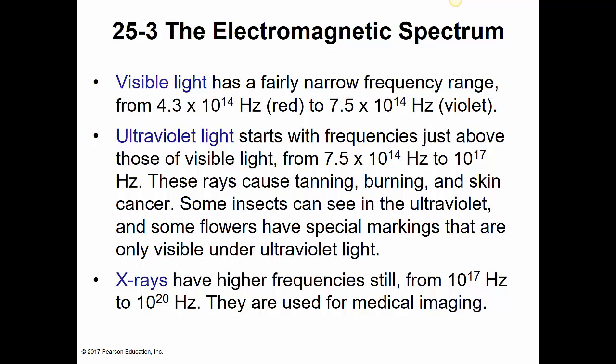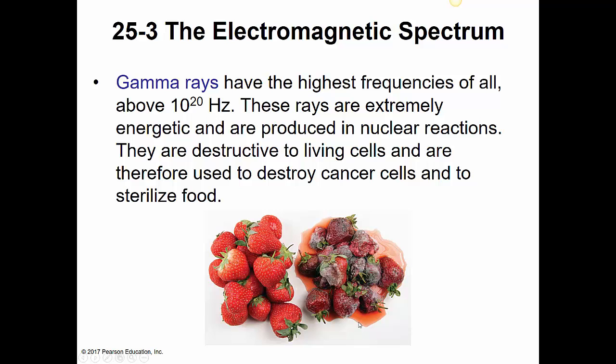Ultraviolet has frequencies from 7.5 times 10 to the 14th to 10 to the 17th hertz. These rays cause tanning, burning, and skin cancer. Some insects can see ultraviolet, like pollinators. X-rays have even higher frequencies, 10 to the 17th to 10 to the 20th hertz, and they're used for medical imaging. Gamma rays have the highest frequencies of all, 10 to the 20th hertz and above. These rays are extremely energetic and are produced in nuclear reactions, and they are extremely destructive to living cells.